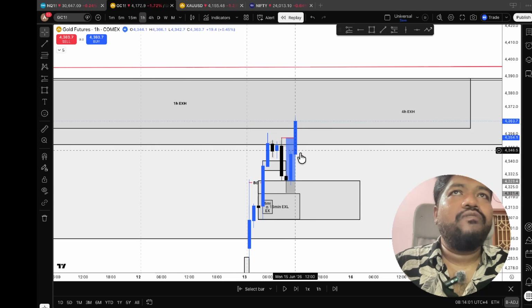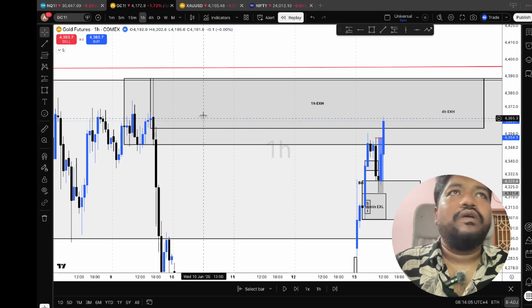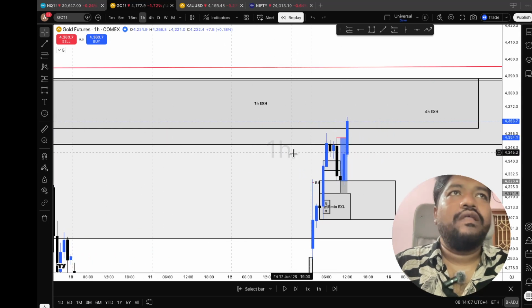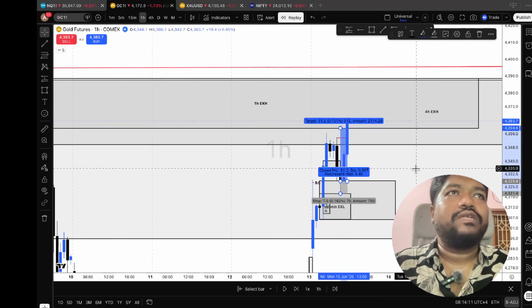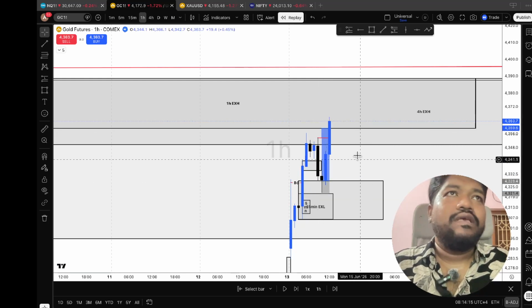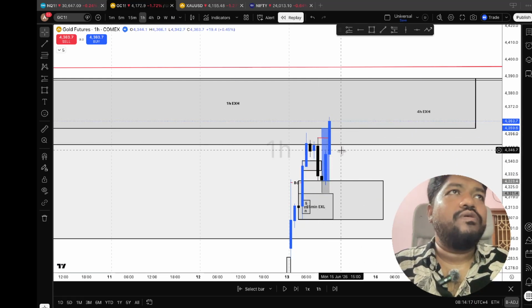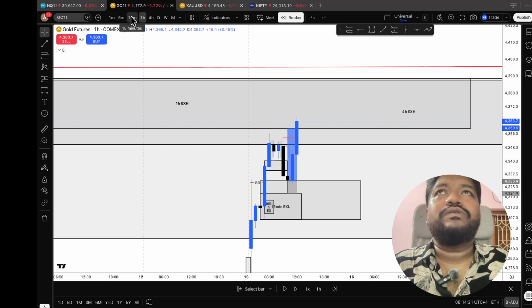So I will be looking for the market to be bullish to reach my 1 hour external zone, and which is this one, correct? So I can take my first TP up to this level. That should be my TP. I will not go for an unrealistic one, but yes, if it is continuing, I can also look for more trades. Okay, so now what is happening? Let's go for that.